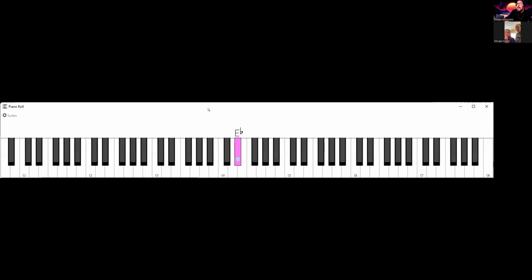Okay, so we got the E flat. So for C minor, and can you hear my piano by the way? Yeah. Okay, cool. So C minor has an E flat, A flat, and B flat.